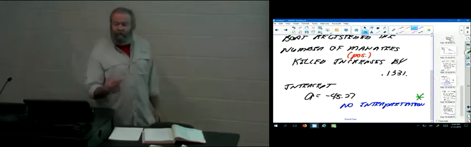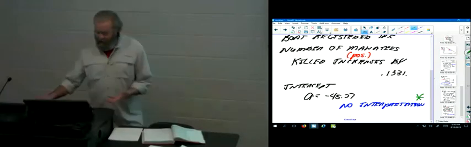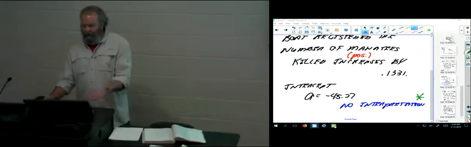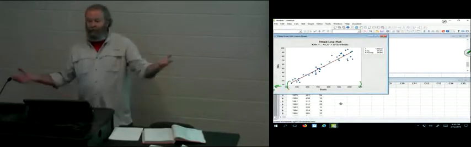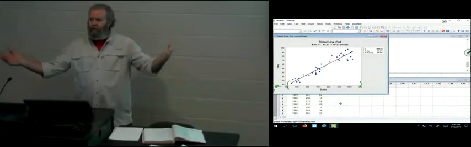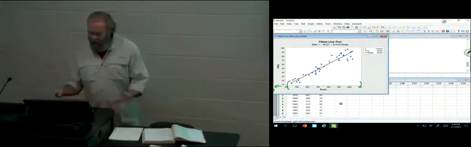Now, when we come back on Thursday, can I make a prediction here? In other words, could I pick some number of boats registered, maybe like 825, and you tell me the number of manatees we'd expect? Be careful going home. I will see you on Thursday. We'll pick up here somewhere.